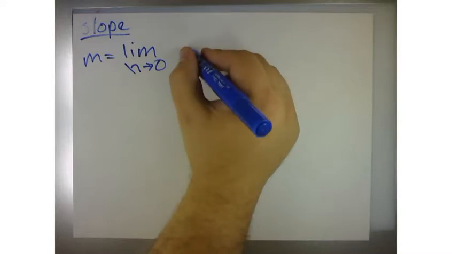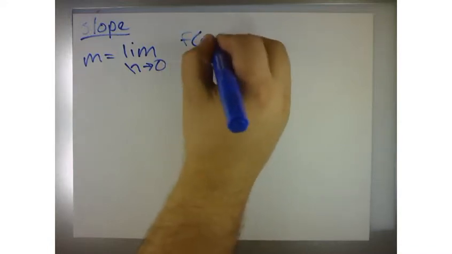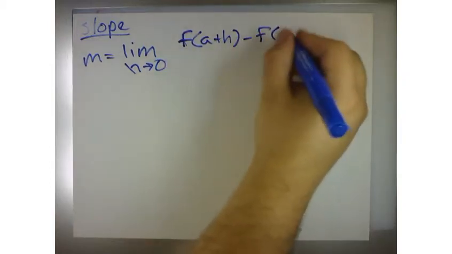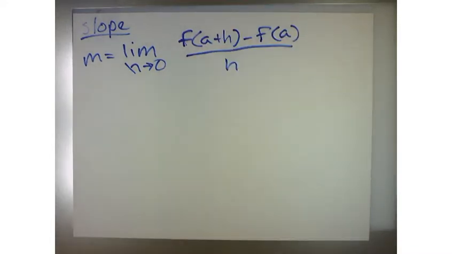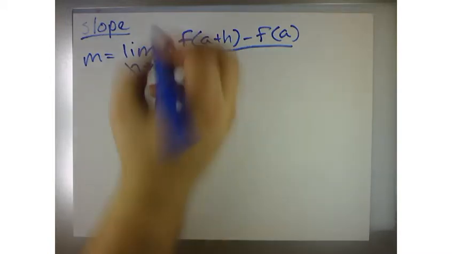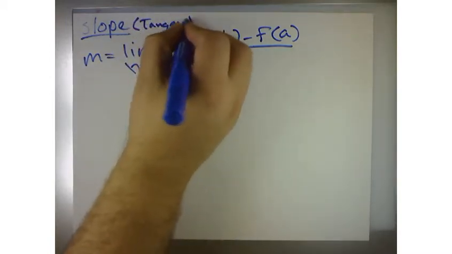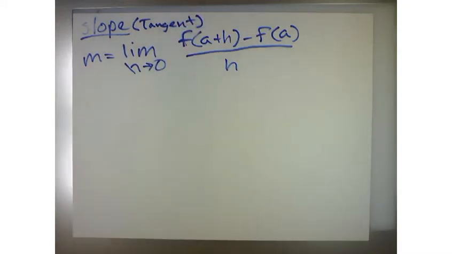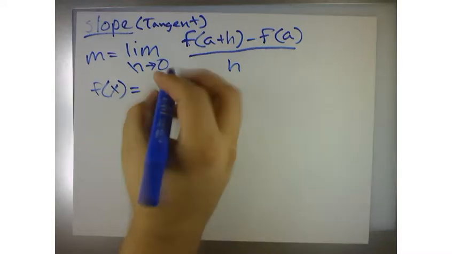We established in the last example that we could find the slope of a curve by saying f of a plus h minus f of a all over h, and then taking the limit of that as h approaches 0. Now that's just the slope. Slope of what? The tangent line. It's the slope of the curve at that point, but that's the slope we use for the tangent line. They're interchangeable. So let's apply this to f of x is equal to 1 over x.